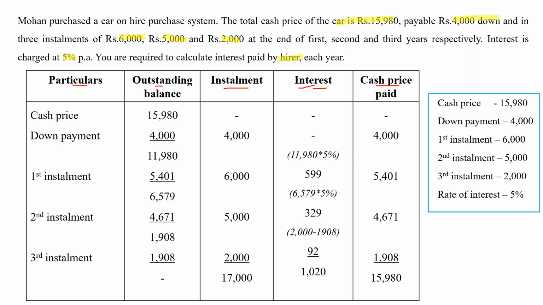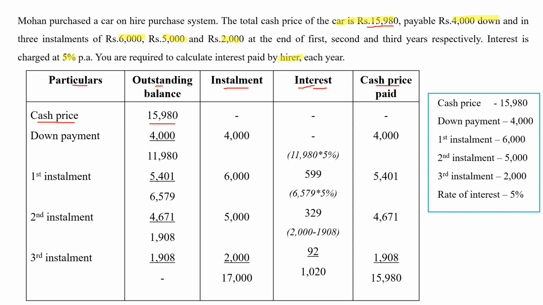Okay, now to start the answer, we are starting with the cash price. The cash price of the asset as it is given in the question is 15,980. So I am writing it. So when the asset is purchased, the outstanding balance is 15,980. This amount is to be paid by the buyer to the seller.